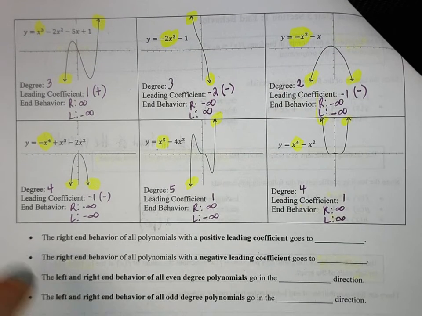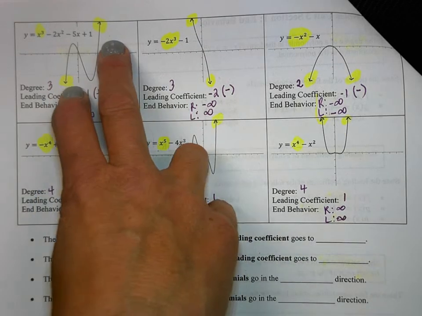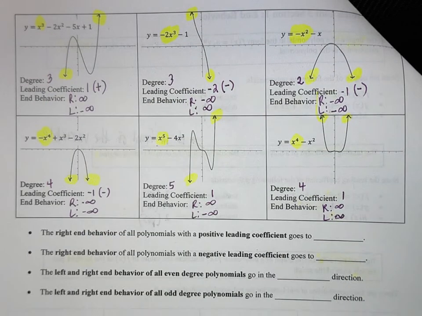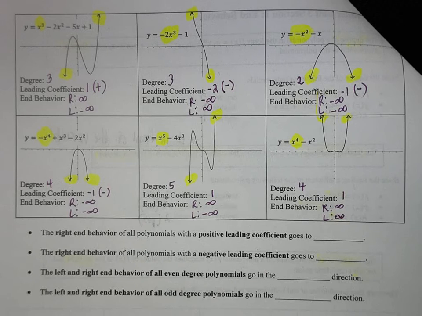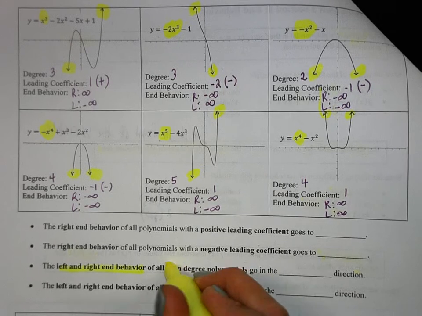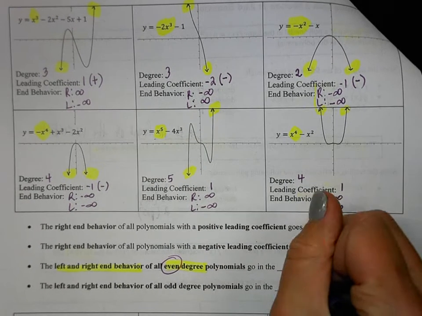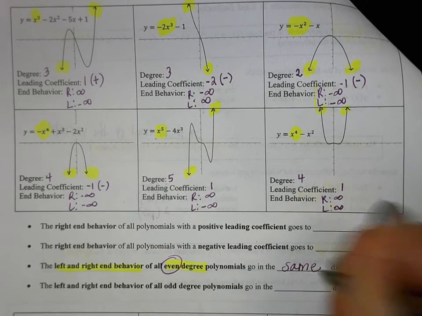Okay, now if it's an odd degree, what do you notice? One's positive, one's negative. So odd degrees are opposite. You know how odd starts with O and opposite starts with O? So I remember that odd is opposite directions, and then therefore even is the same. So if you go right down here, this is what we were talking about. Left and right end behavior on all even degrees. And Victoria told us that they go in the same direction.